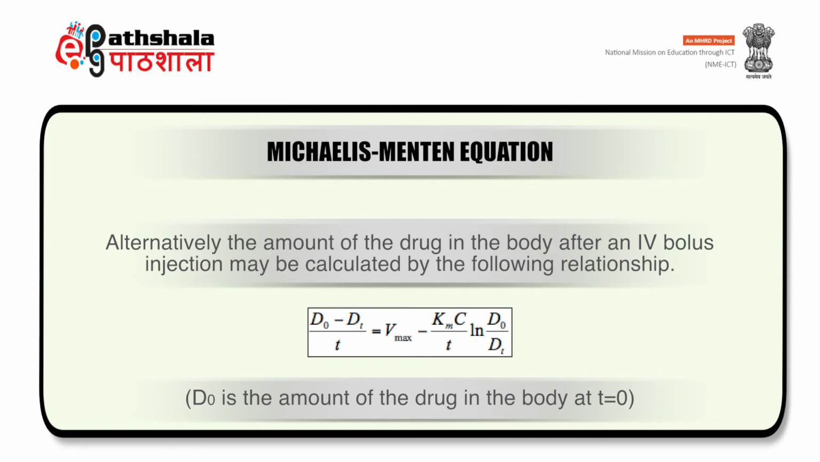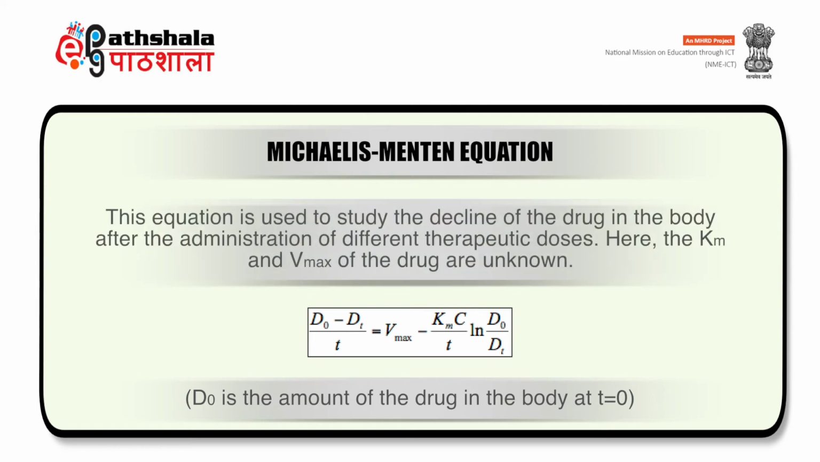(D0 - Dt)/T equal to Vmax - Km C/T, and natural ln of dose at time T equal to 0 divided by dose at time T, where D0 is the amount of drug in the body at time T equal to 0. This equation can be used to study the decline of the drug in the body after administration of different therapeutic doses. Here, the Km and Vmax of the drugs are unknown.